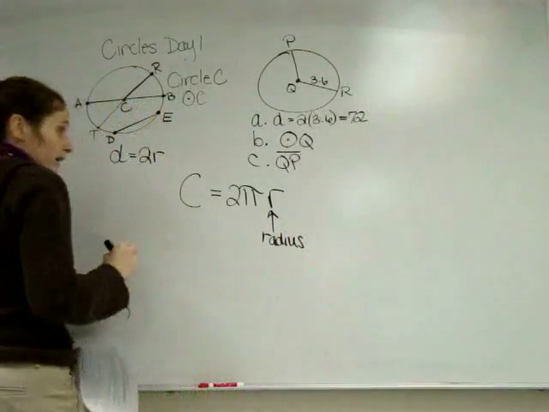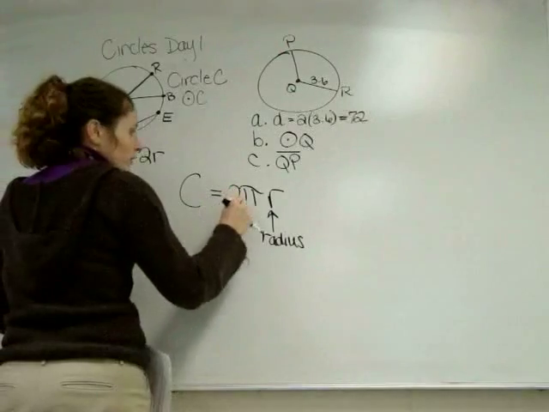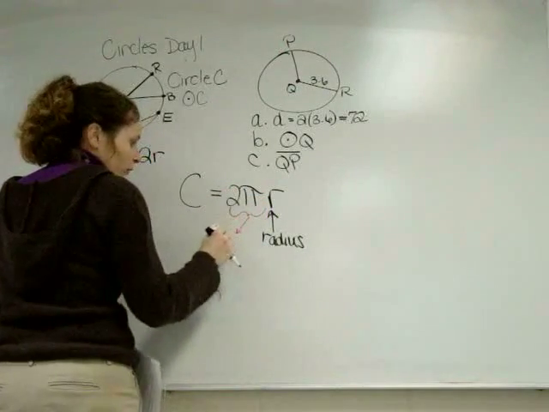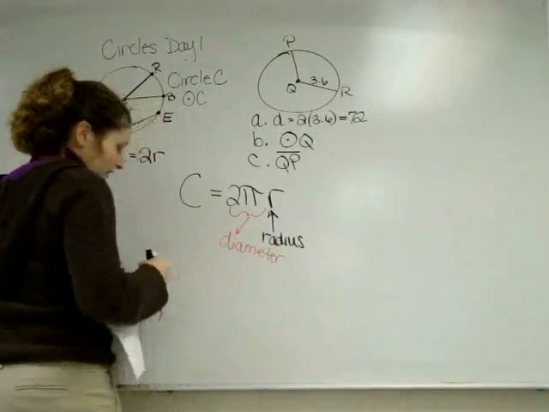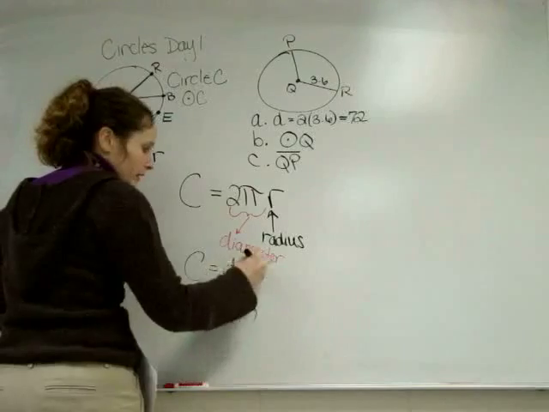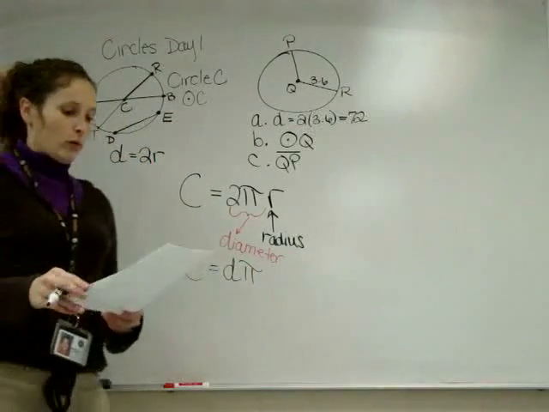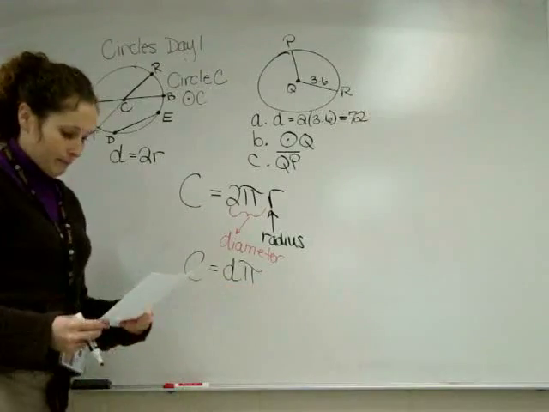Okay? Or, since we know that 2 times the radius is equal to the diameter, we can say that the circumference is d pi. Okay? Either one of those formulas will work just fine. 2 pi r or d pi.